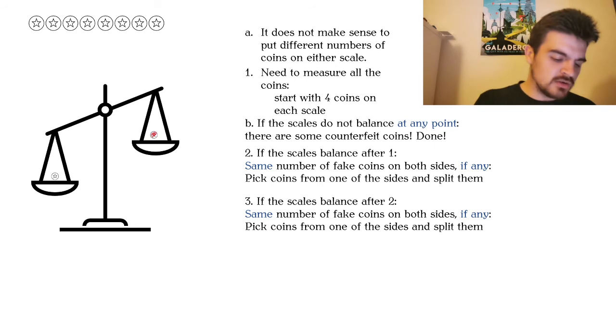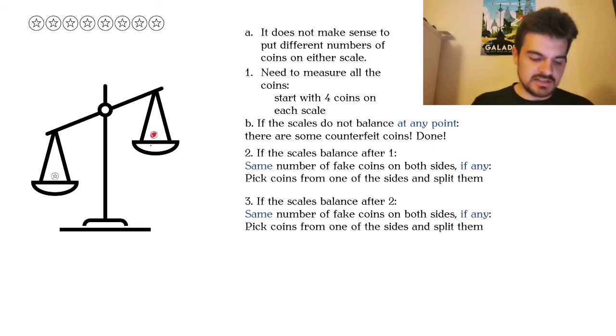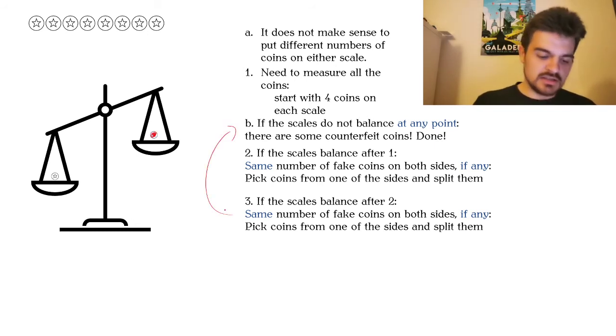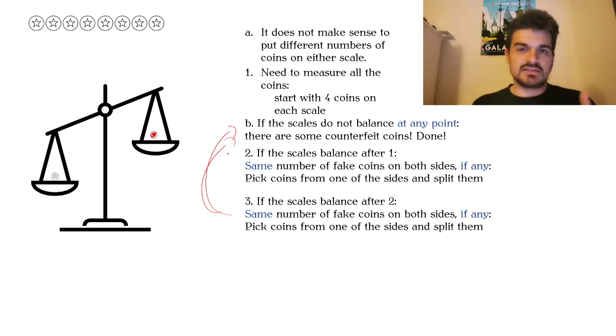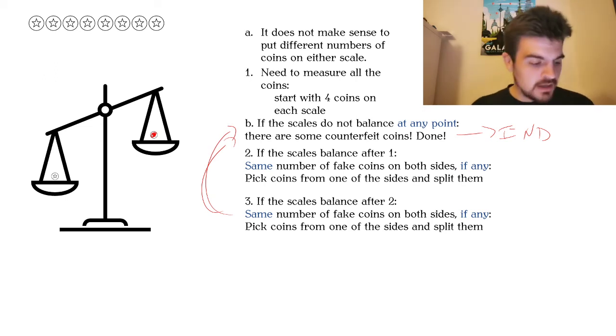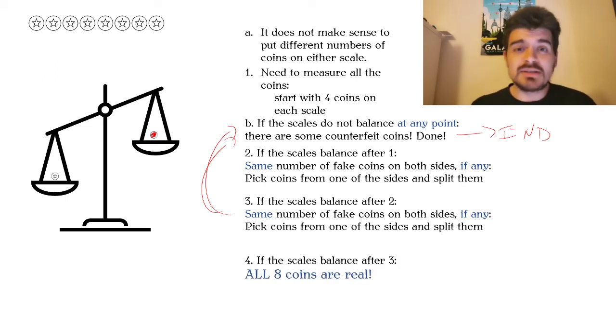Might be that this coin is counterfeit, it is lighter. And again, what that means is that the scales do not balance at this point. That means some of the coins are counterfeit, and this is the end. We know that there are counterfeit coins here among the 8 coins. We solved it, we found out, right? But it might also mean that they balance for the third time. And if they balance for the third time, does it actually mean that all the coins are real?